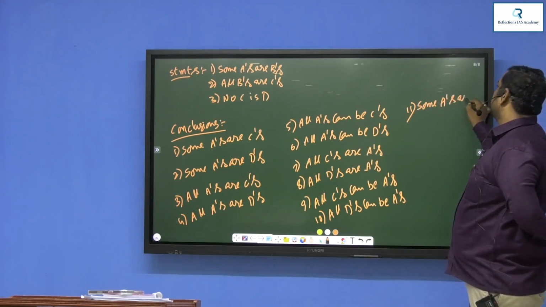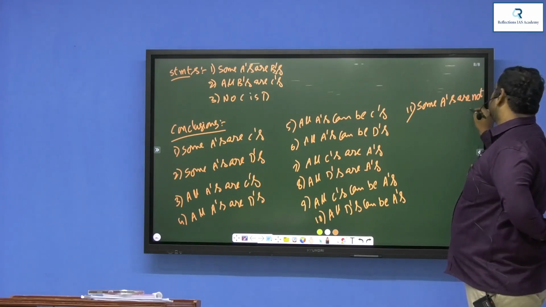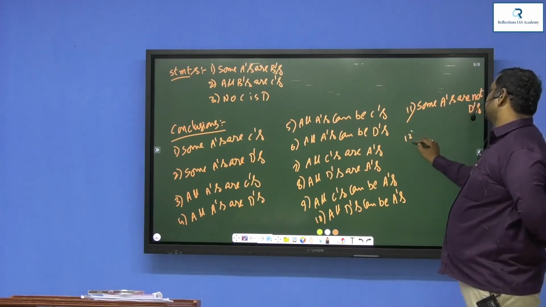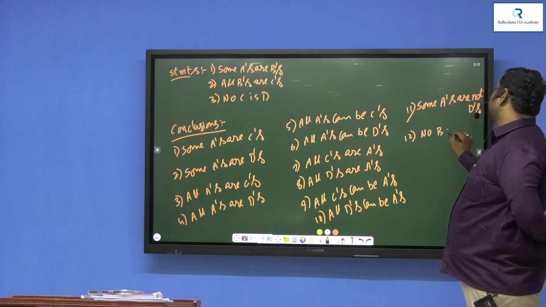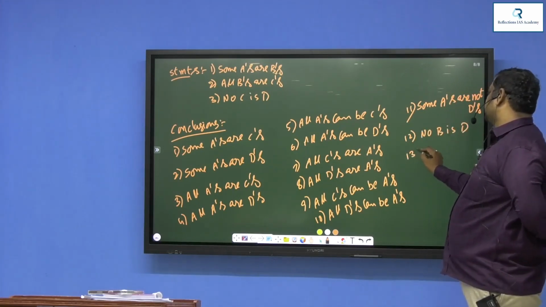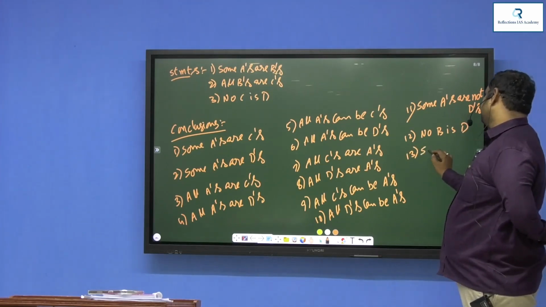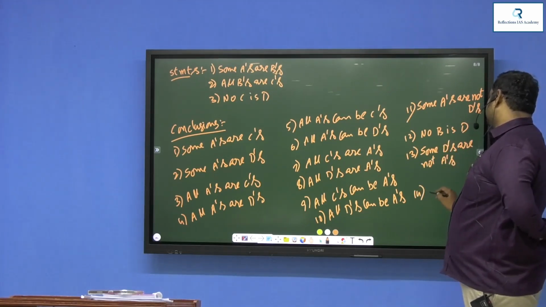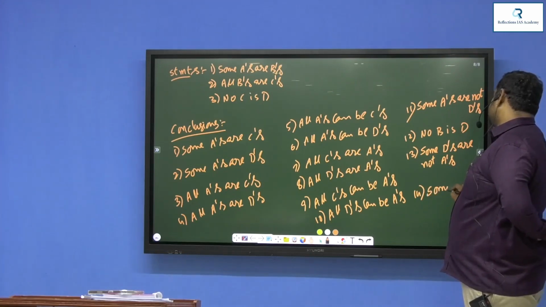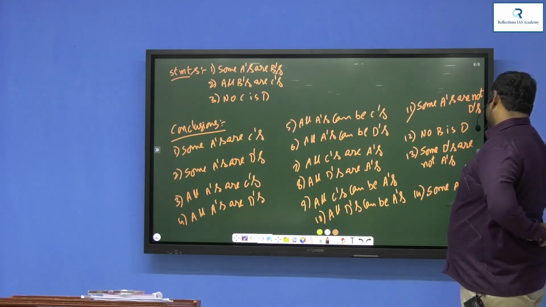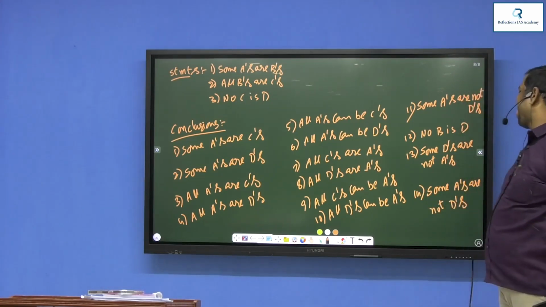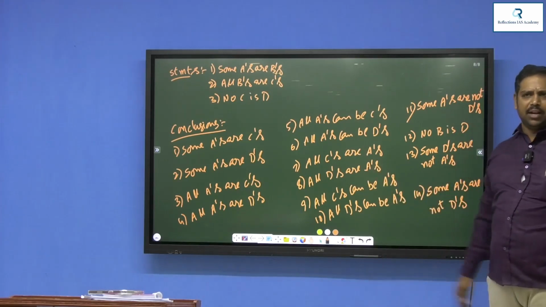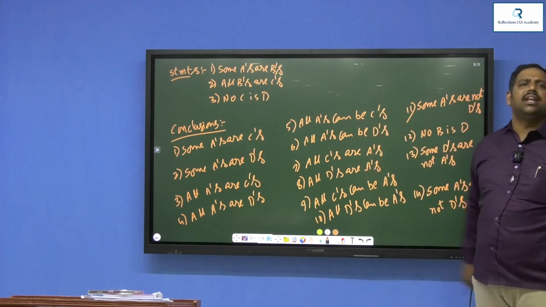11th one, some A's are not D's. 12th one, no B is D. 13th one, some D's are not A's. 14th one, some A's are not D's. Okay, suppose 14 conclusions. Actually, we can draw a few more, but 14 I have written.